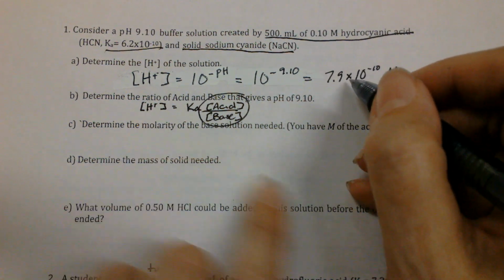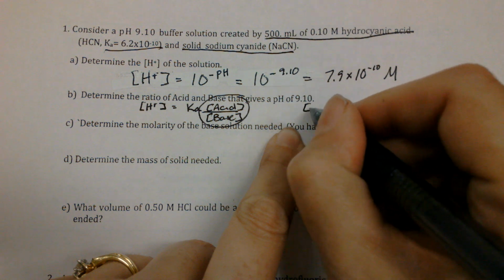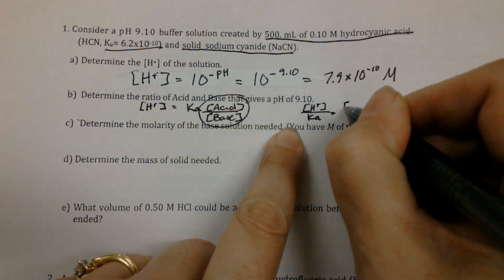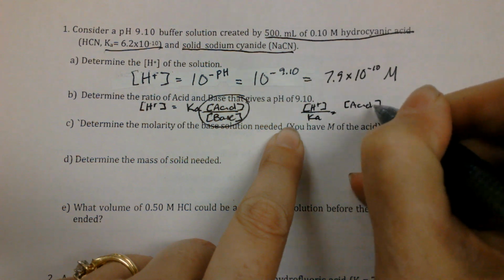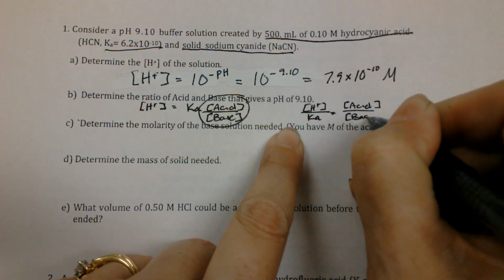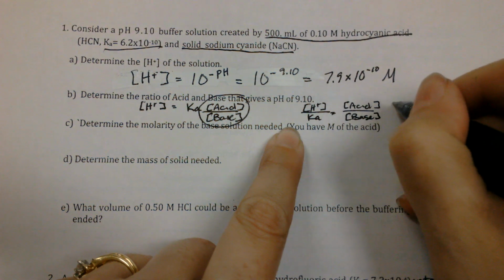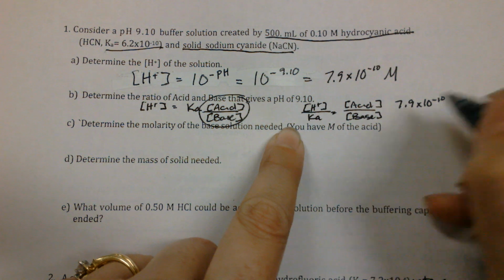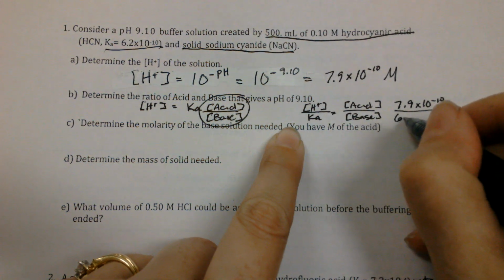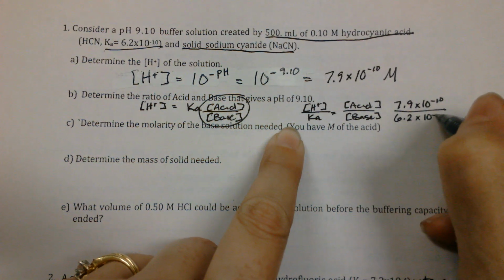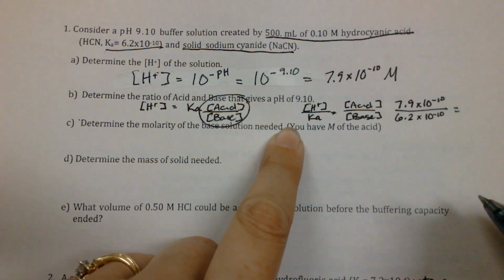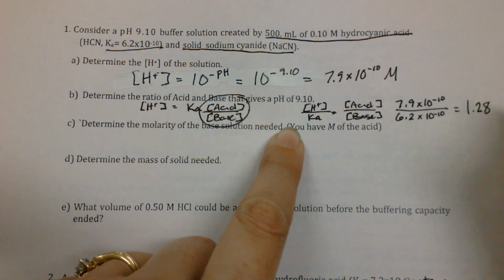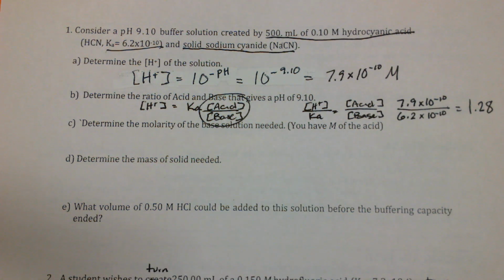I needed H+. So if I do H+ divided by the Ka, you see that I get the acid over base ratio by itself. H+, well, we just calculated that in the last part. Ka was given in the problem. So this is going to give me the ratio here. I divide that out. I get that my ratio is 1.28.